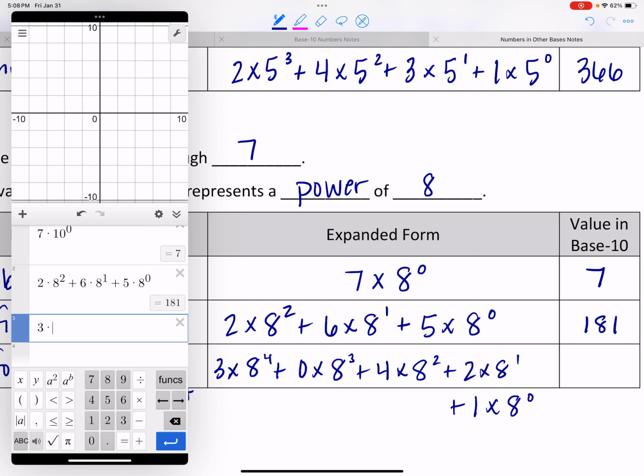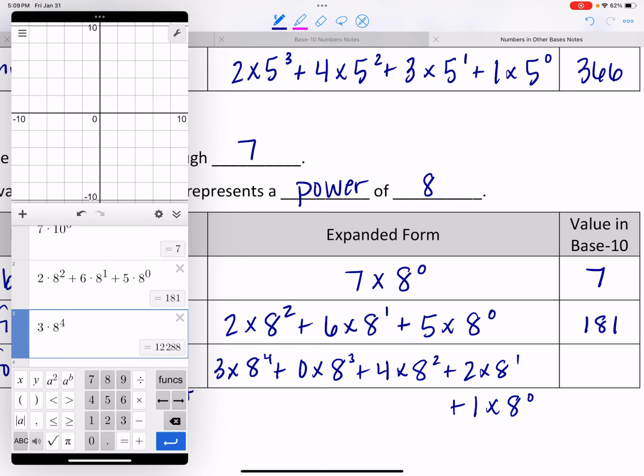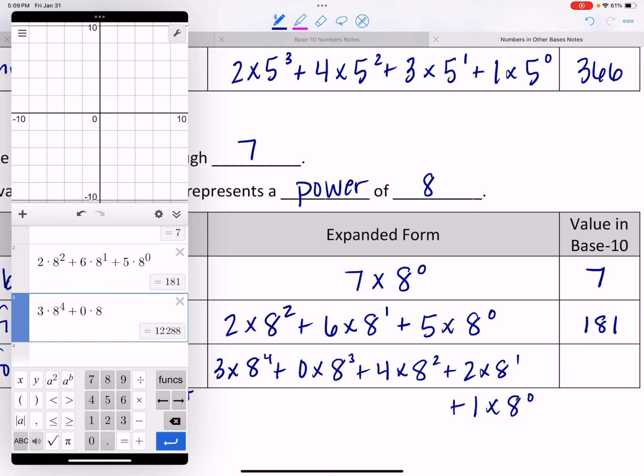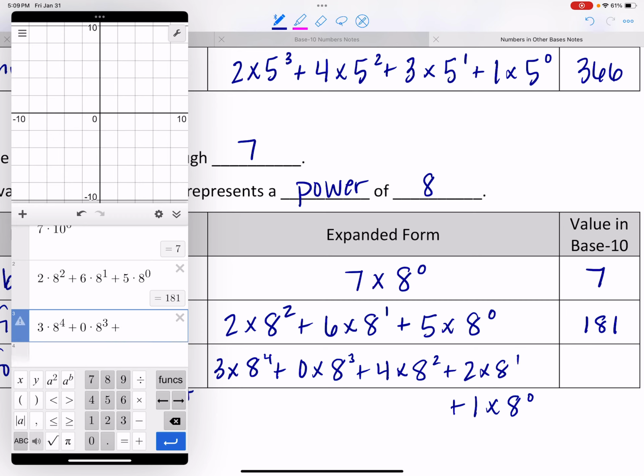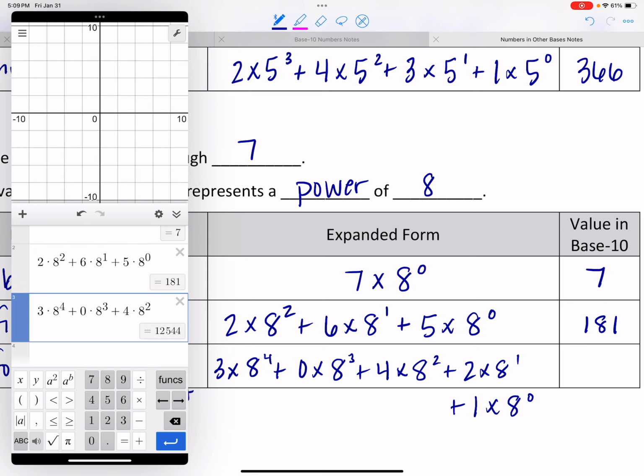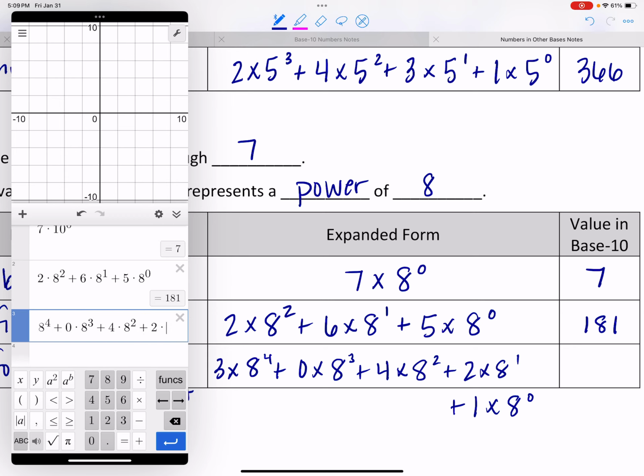We got 3 times 8 to the fourth plus technically a 0 times 8 to the third, which if you wanted to skip putting that in your calculator, that would be fine because that's going to zero out. And then 4 times 8 squared plus 2 times 8 to the first plus we have 1. Again, if you just wanted to put the 1, that would be fine. So we end up with 12,561. So 30421 base 8 is 12,561. Those two numbers have the same value.